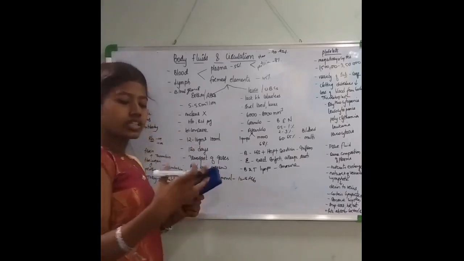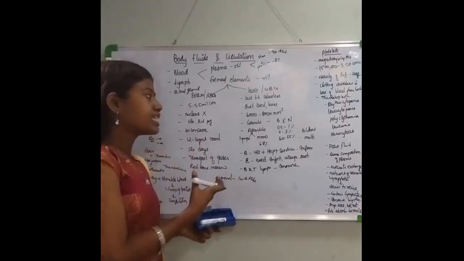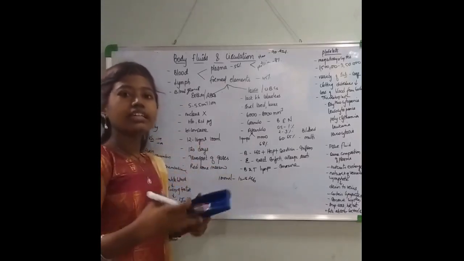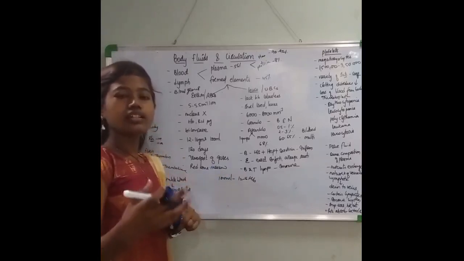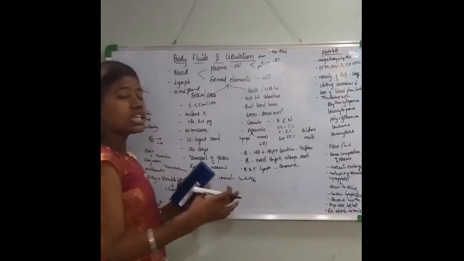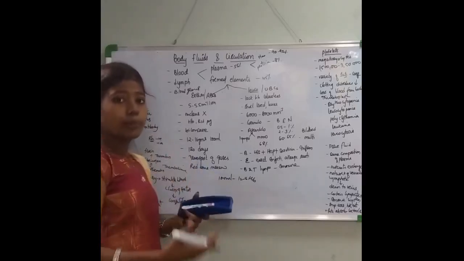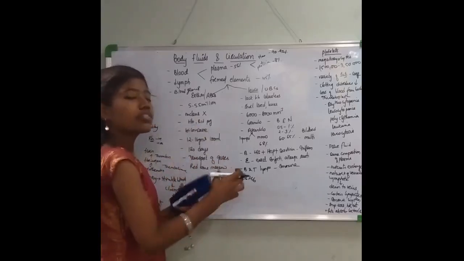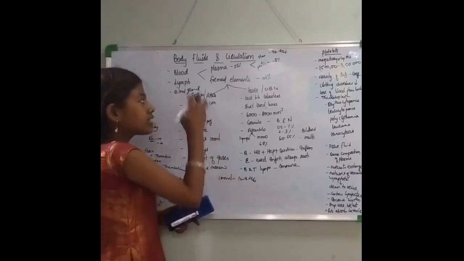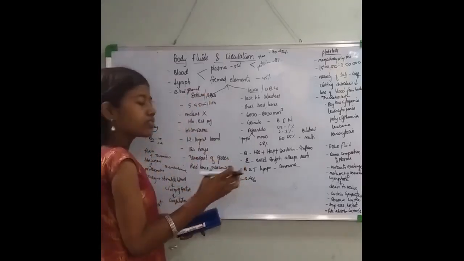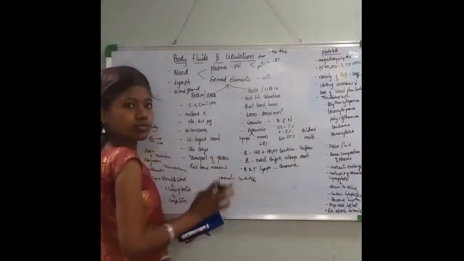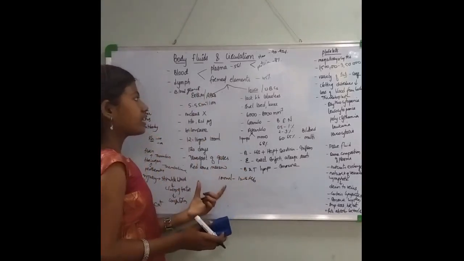After the lifespan of 120 days, these RBCs get destroyed in the spleen. The spleen is called the graveyard of the RBCs because that is where all the RBCs get destroyed. These RBCs help in the transportation of O2, CO2, and other essential nutrients. They are formed in the red bone marrow. Clear? So this is about the erythrocytes.